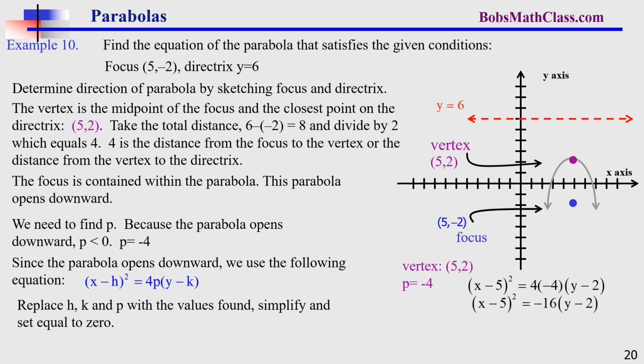Some textbooks or teachers want you to get a 0 on the right-hand side, so you might have to square the left-hand side and distribute the negative 16. That's really just a lot of busy work. And then you should get this result: x squared minus 10x plus 16y minus 7 equals 0. But again, it depends on the teacher. The row above probably would suffice.